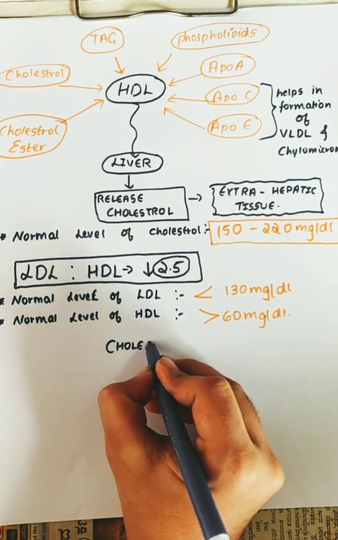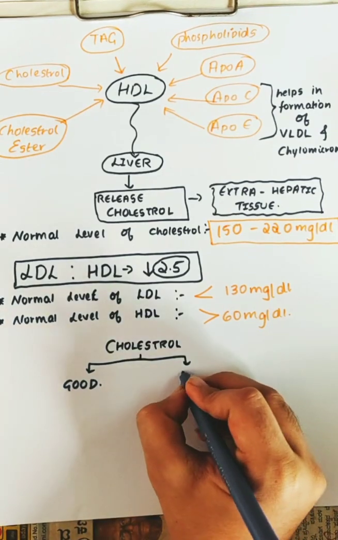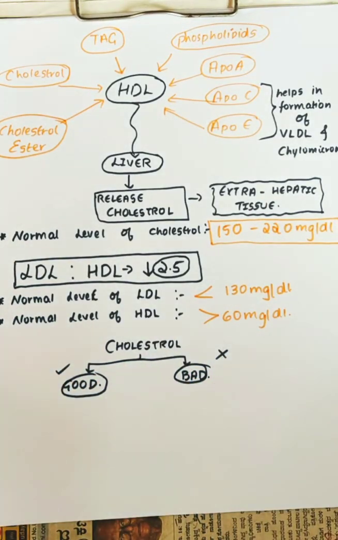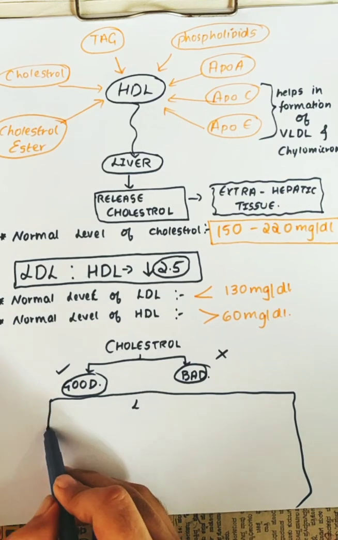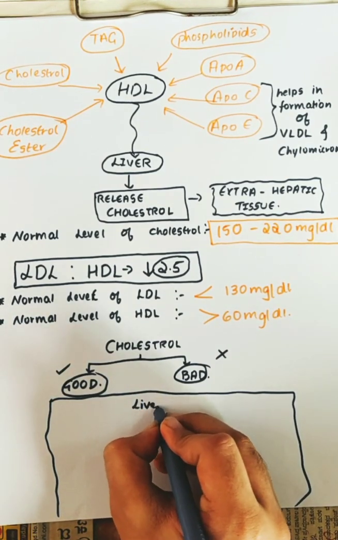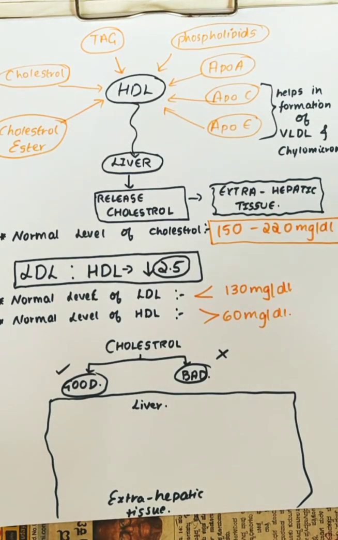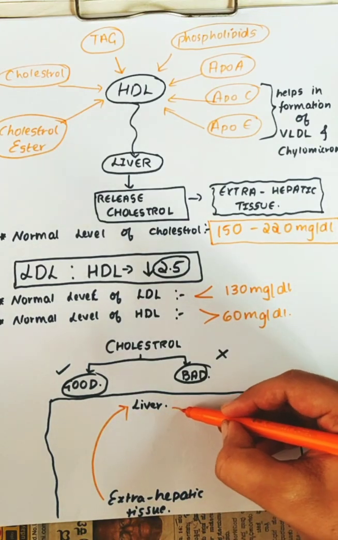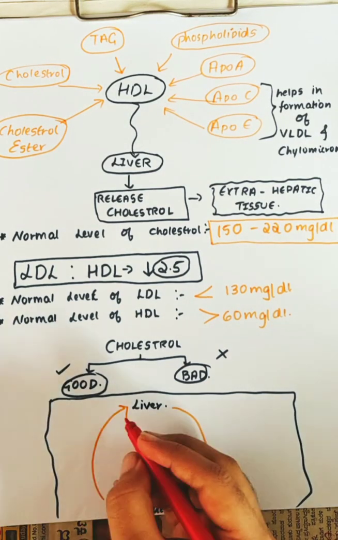And in cholesterol, there are two types. One is good cholesterol, one is bad cholesterol. Good cholesterol is required for our body and bad cholesterol should be eliminated from the body. So I'll tell you a chart which you have to remember for good cholesterol and bad cholesterol, their definitions. Write liver here and write extrahepatic tissues here. LDL here, liver here, extrahepatic tissue here, draw an arrow mark here and here. So remember this thing.